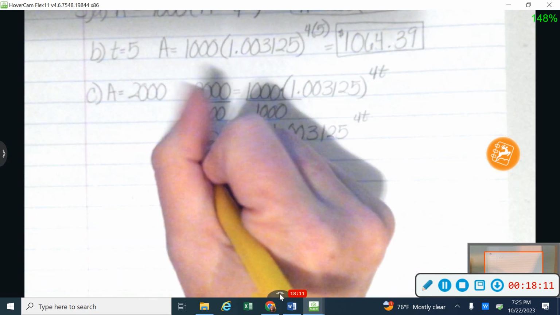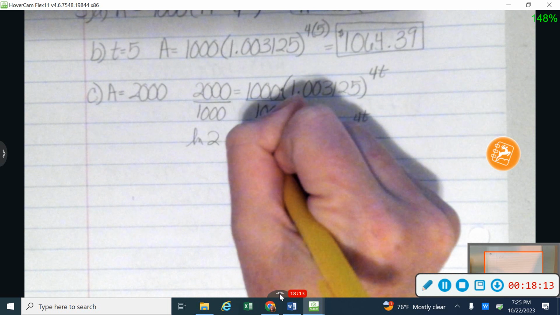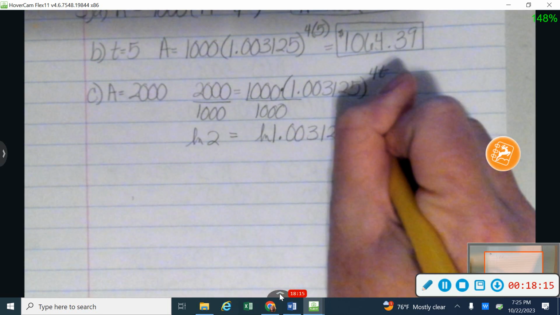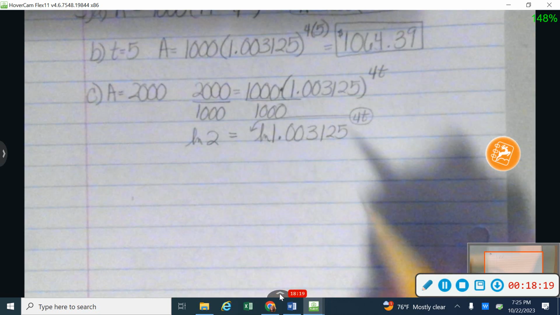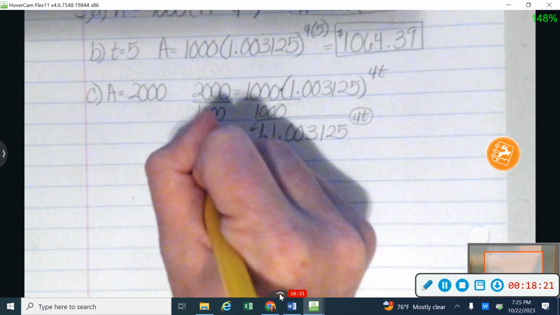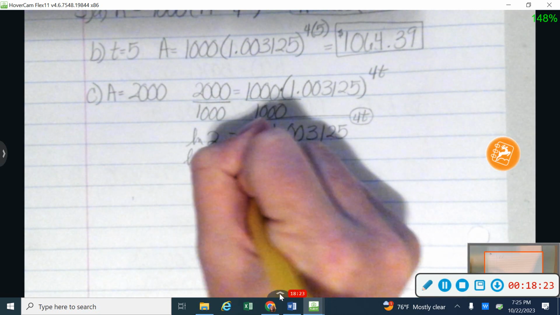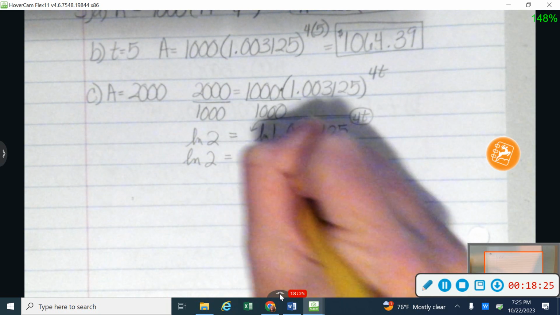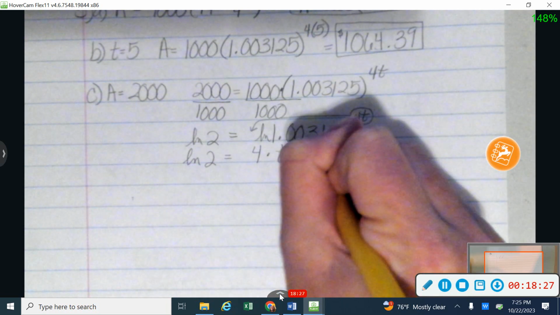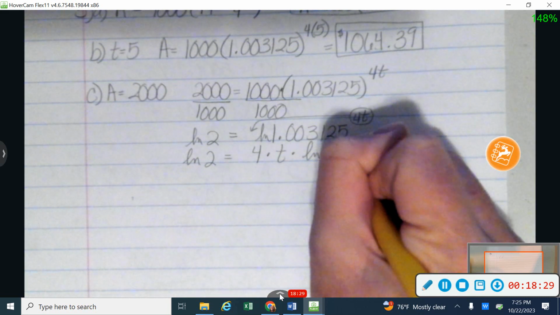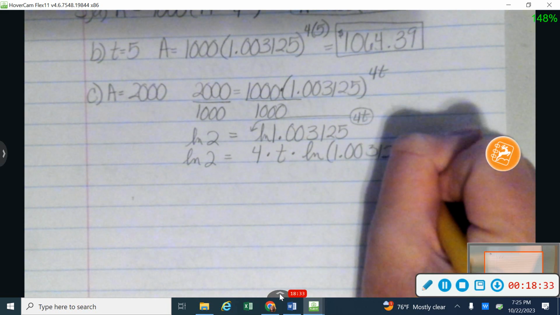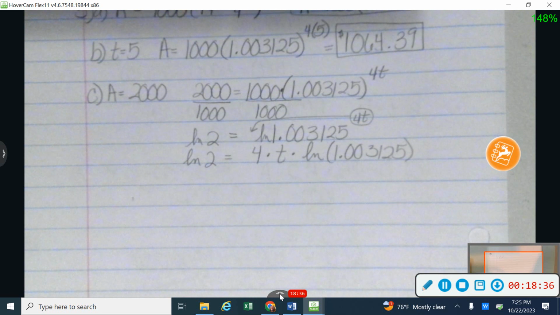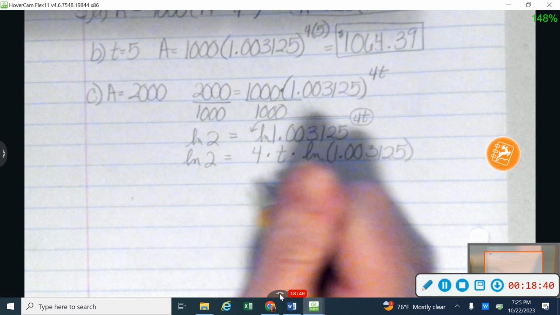I'm going to use the natural log because that's what you're going to use more in calculus. Either way, the logarithm or a natural log gives you the capability of moving that 4t to the front. So that's going to give me the natural log of 2, which is equal to 4 times t times the natural log of 1.003125. And again, I'm making a big deal about those being multiplied because now I'm going to divide.